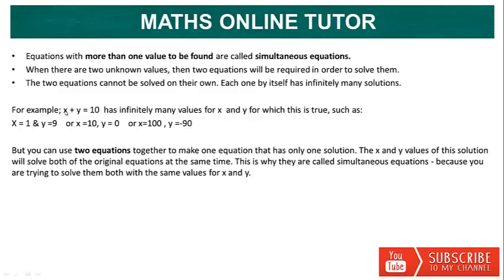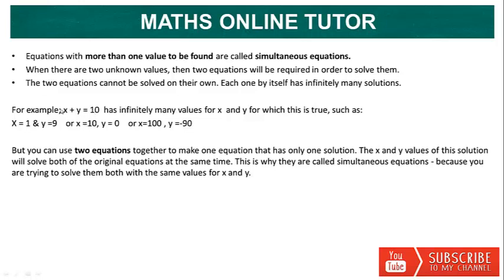For example, x plus y equal to 10. x is an unknown and y is an unknown. The two equations cannot be solved on their own. Each one by itself has infinitely many solutions. For example, x plus y equal to 10 has infinitely many values for x and y for which this is true, such as when x equal to 1, y equal to 9, 1 plus 9 is equal to 10.